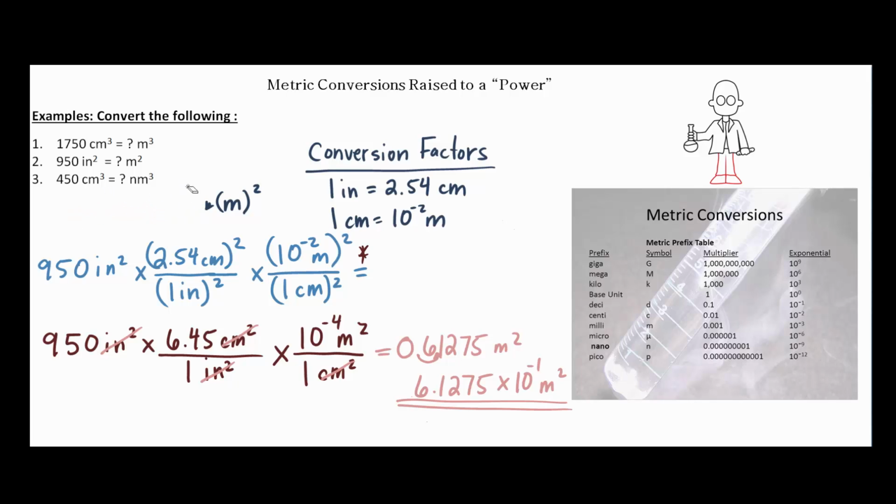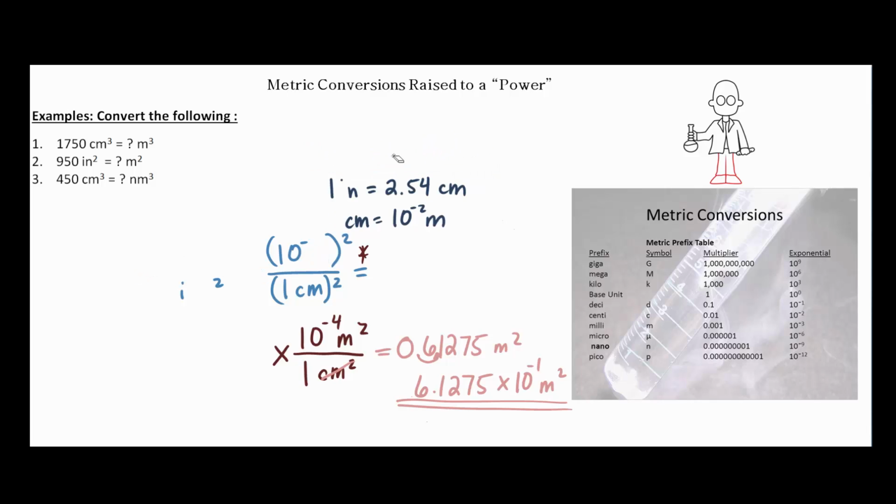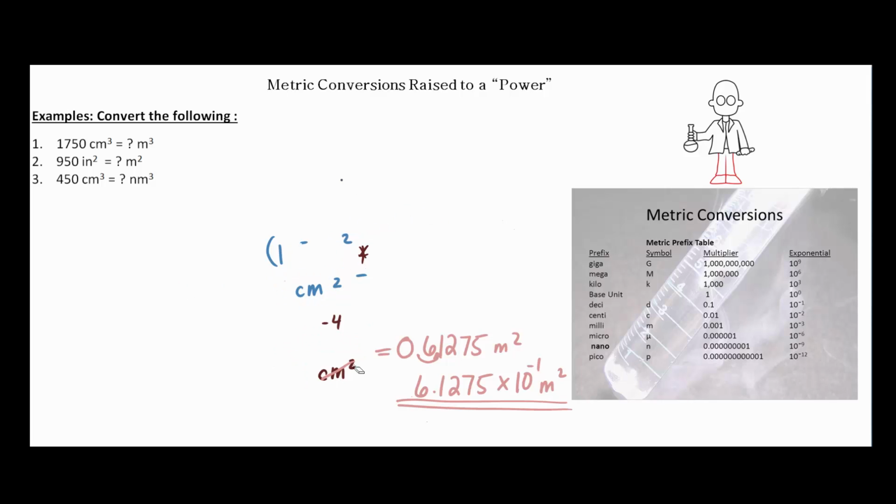Now, let's look at the third problem. Let's just say we wanted a unit in the dimension of cubic nanometers. Let's just say for instance we wanted that unit. So the process would be the same.